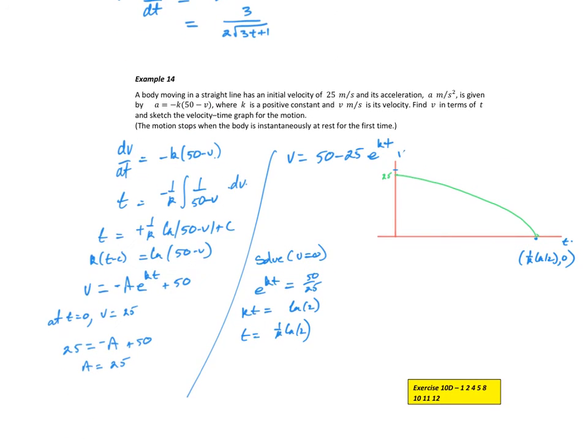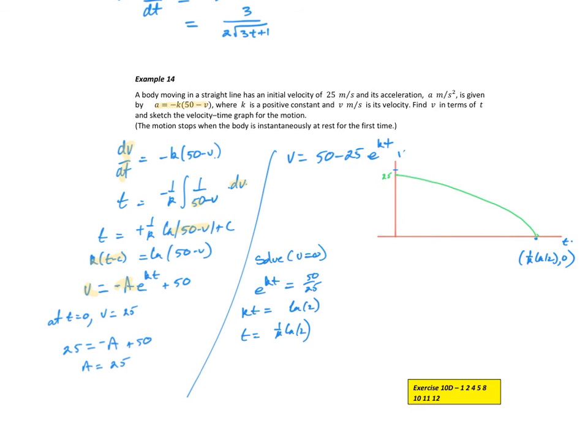What about the next one? The next one's similar in that we've got our key variables, but they're a little bit different in terms of how they've been related to each other. So again, we've got our acceleration here in terms of v. So acceleration, dv/dt, okay, is equal to some negative k times (50 minus v). Okay. So again, flip it upside down and integrate. So we're going to integrate everything with respect to v. We get our log function, our 1 on k. I'll go through our rearranging process.